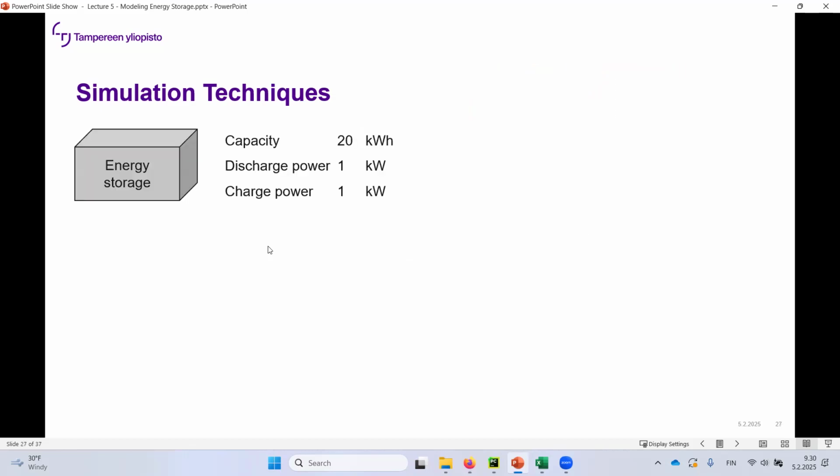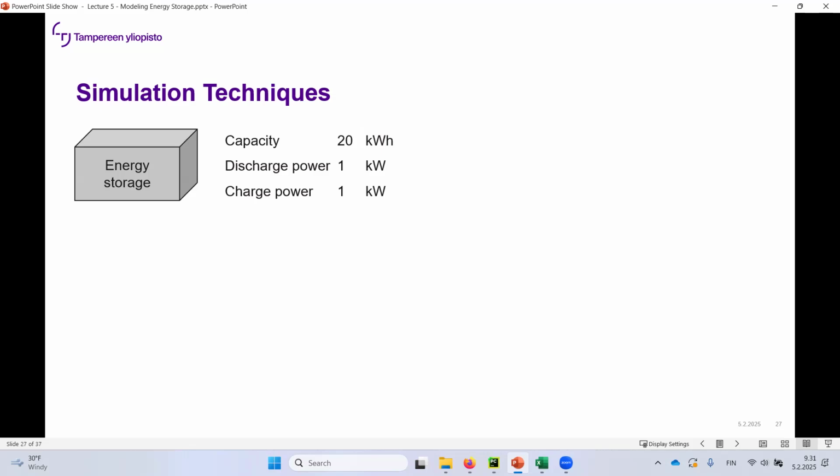So let's make a simulation. Let's have a battery of capacity of 20 kilowatt hours. Whether it's megawatt hours or kilowatt hours doesn't matter now. Then there's the discharge power of 1 kilowatt and charge power of 1 kilowatt. And for battery energy storage, this would be really low.